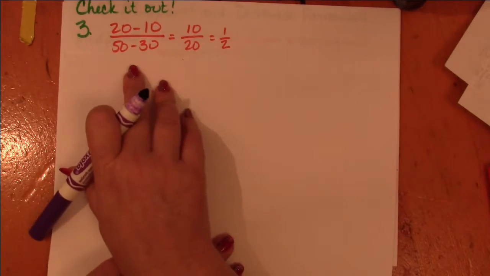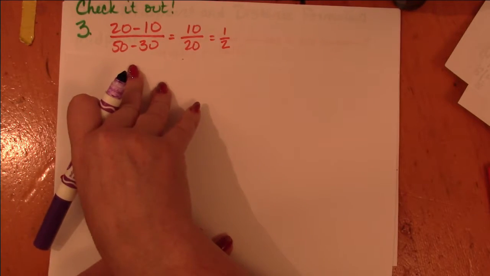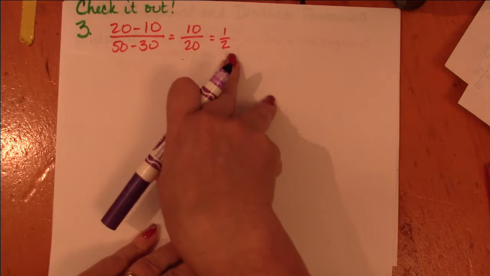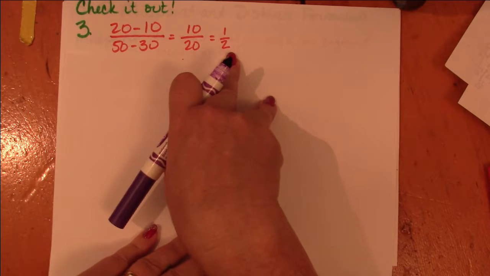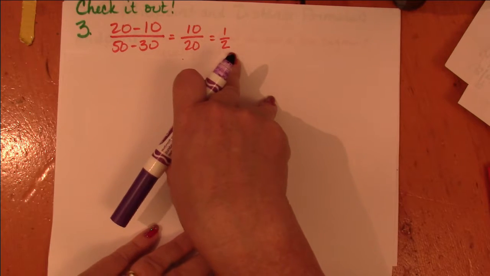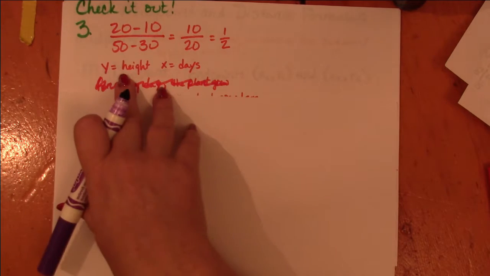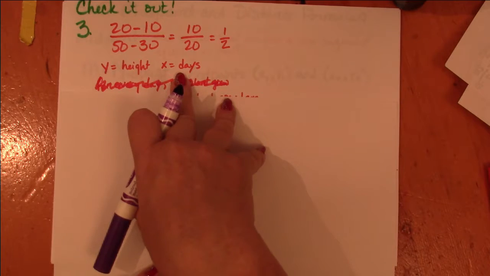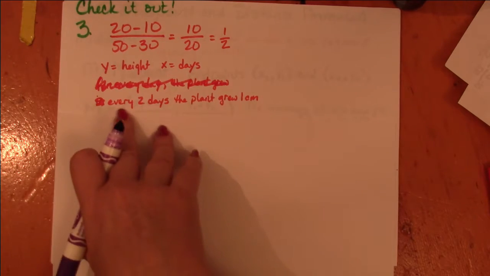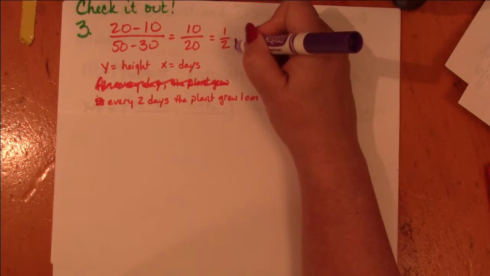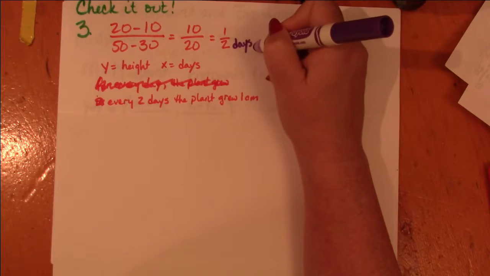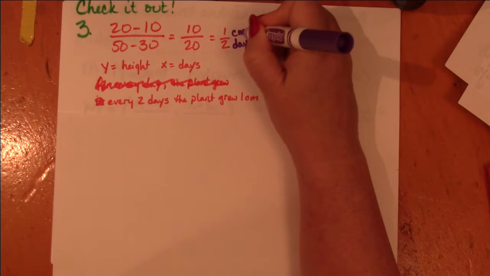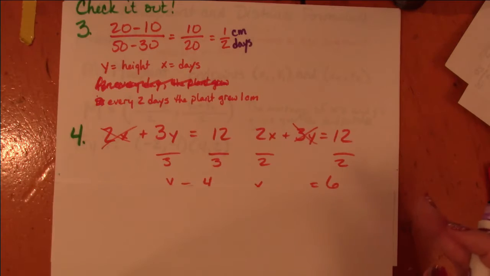Check it out number 3. We've pulled the 2 points and we've gone through our slope. And then we need to tell what the slope represents. Now y equals the height and x equals the number of days that the plant was growing. And so for every 2 days, the plant is going to grow 1 centimeter.